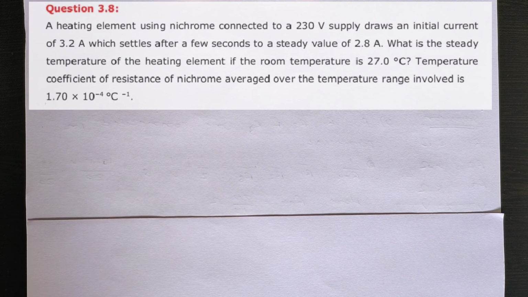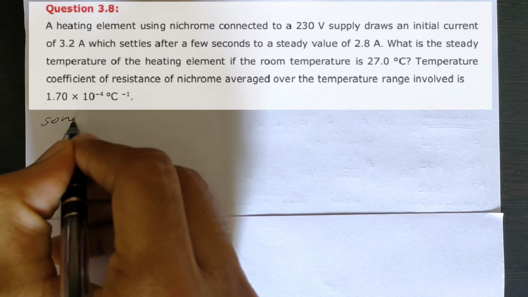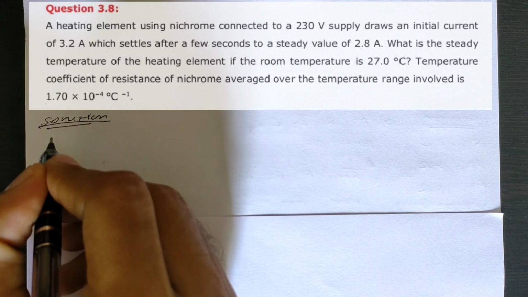A heating element using nichrome connected to a 230 volt supply draws an initial current of 3.2 ampere, which settles after a few seconds to a steady value of 2.8 ampere. What is the steady temperature of the heating element if the room temperature is 27 degrees Celsius? Temperature coefficient of resistance of nichrome averaged over the temperature range involved is 1.7 × 10^-4 degrees Celsius inverse. Okay, so in the solution, let's write the data which is given over here.